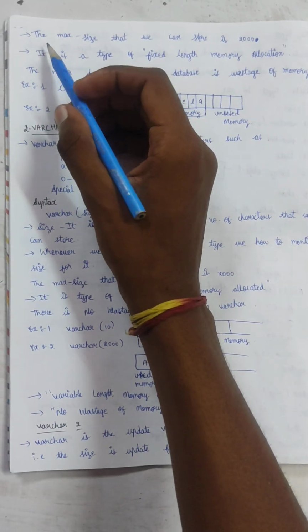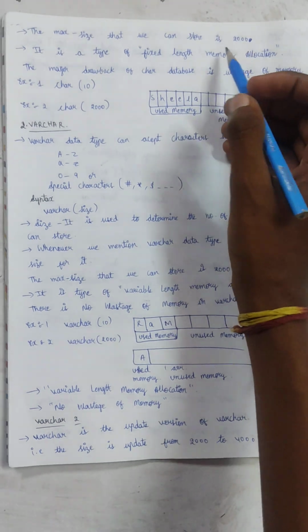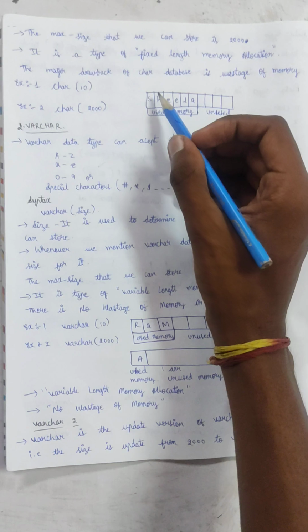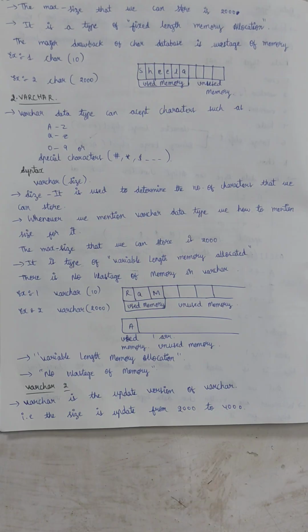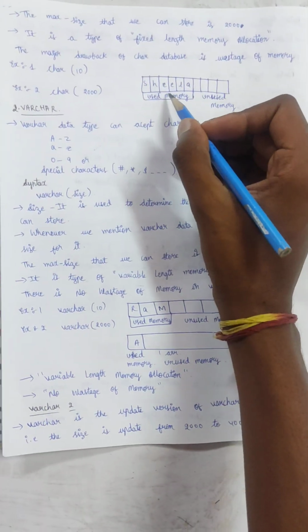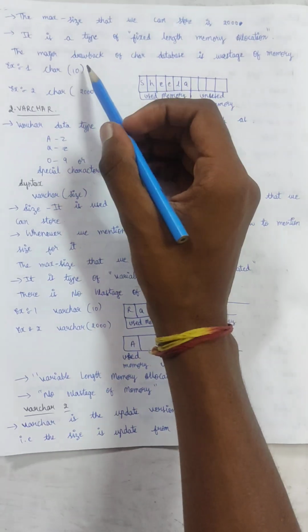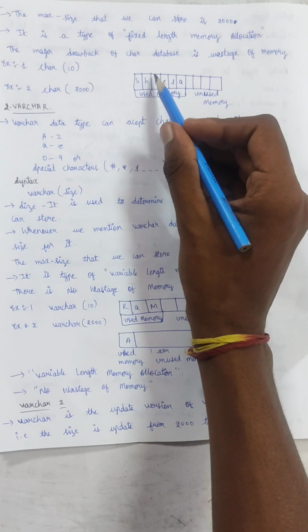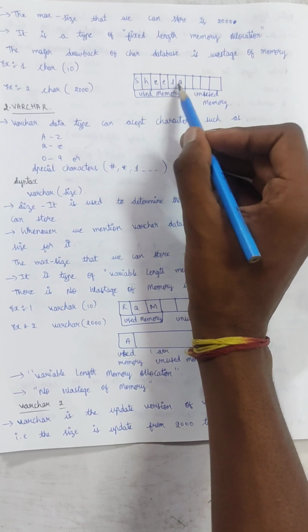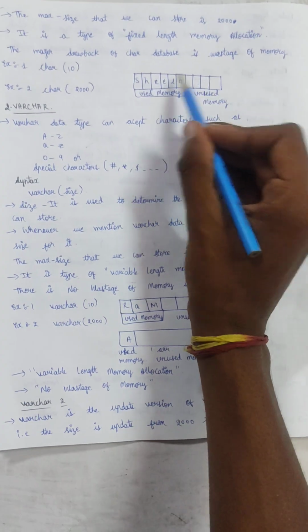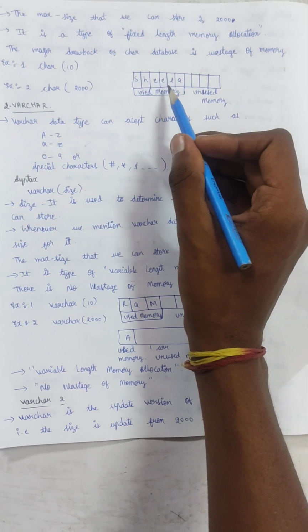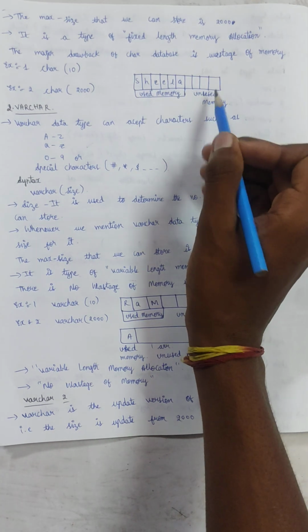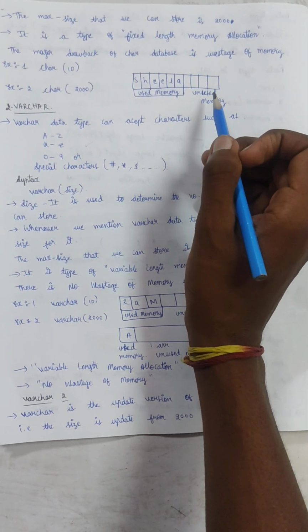In char data type, the maximum size is 2000 and it is a type of fixed length memory allocation. In char it is only the fixed length. Due to the fixed length, the major drawback is wastage of memory. For example, if we have 10 slots, 1 2 3 4 5 6 7 8 9 10, allocated for that memory, and we use only 6 of them, the other 4 will be unused memory, so it will be wastage.